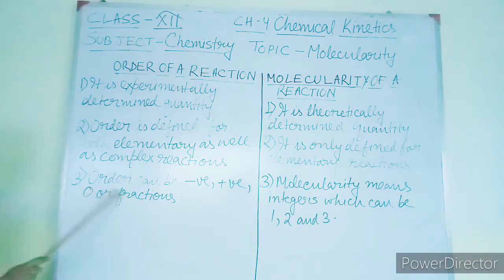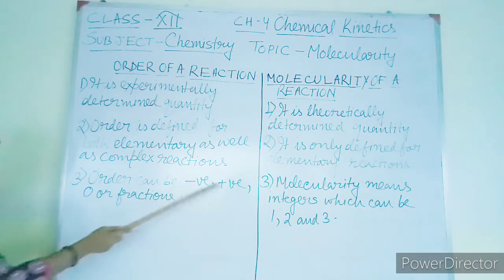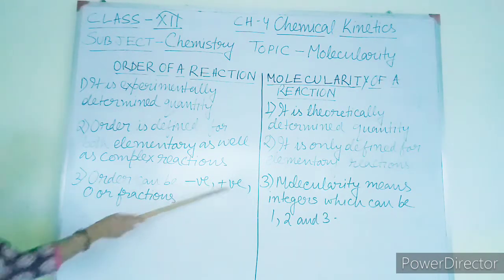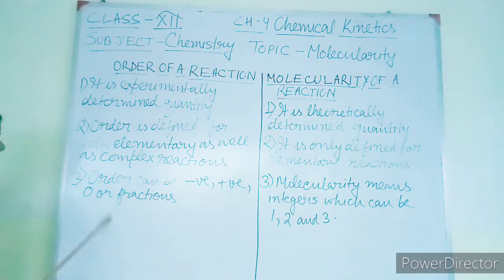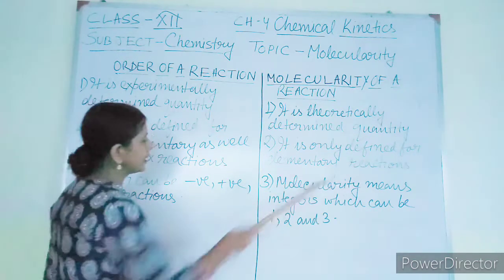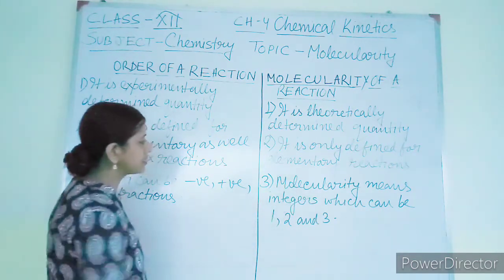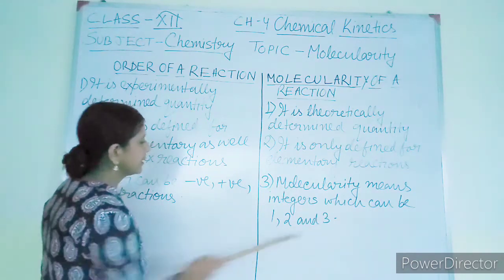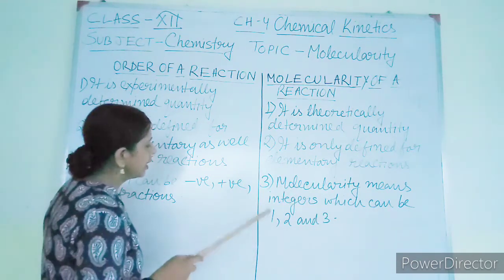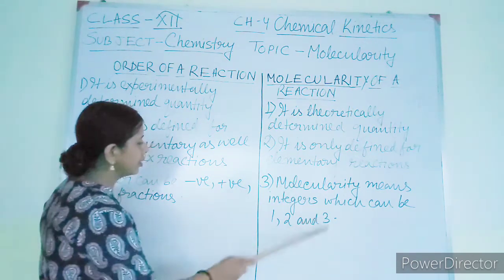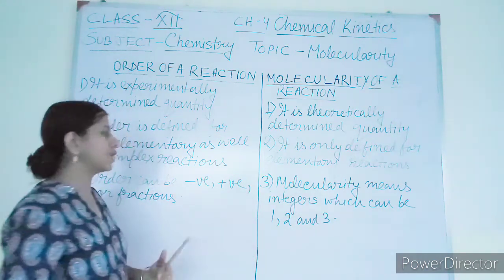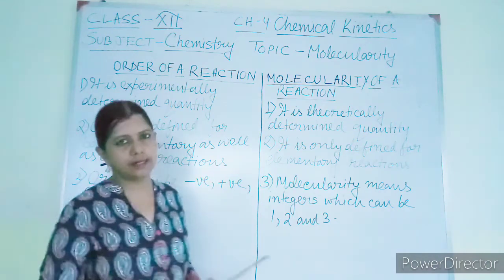Third point, order can be a negative value, positive value, zero or fraction. Order of a reaction can be positive, negative, zero or fraction, anything. On the other hand, molecularity means only integers, with values of 1, 2 and 3. That is, molecularity can be unimolecular, bimolecular and termolecular. More than 3 molecules cannot collide effectively and simultaneously.